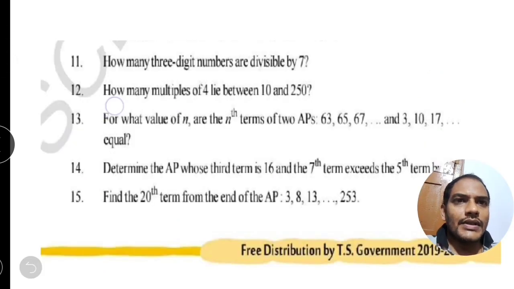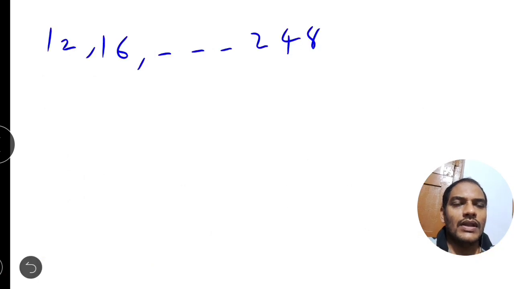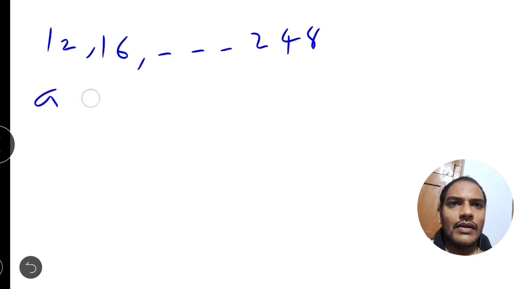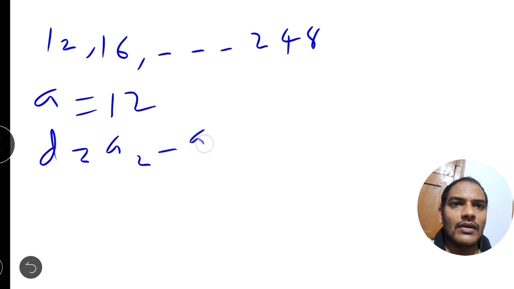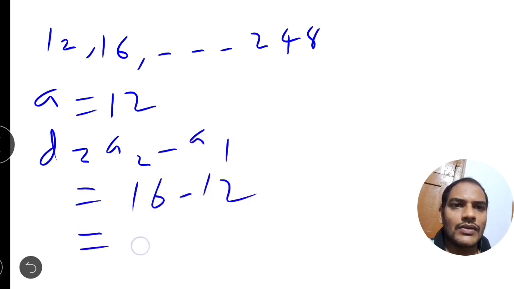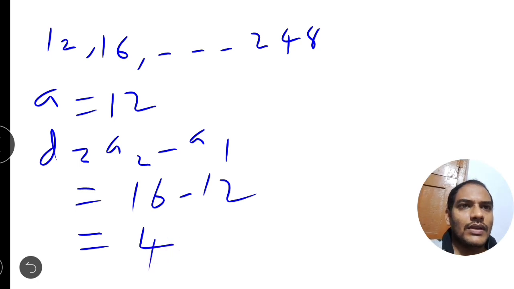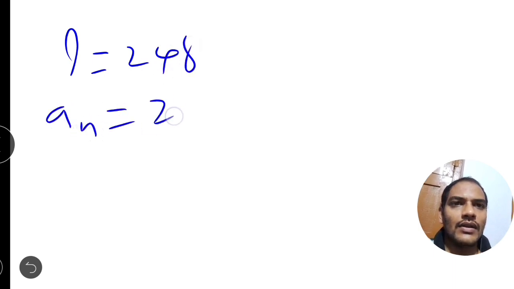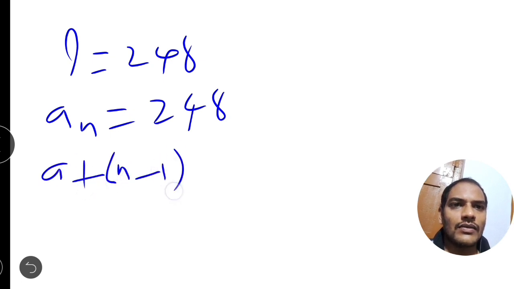But the question is how many multiples? So in this list, how many numbers are there, we want to find out. First a value is 12, d value is a2 minus a1. So a2 value 16 minus 12 is 4. So let's take the last term L equals 248, L equals an, equals 248. So a plus (n minus 1) into d equals 248.